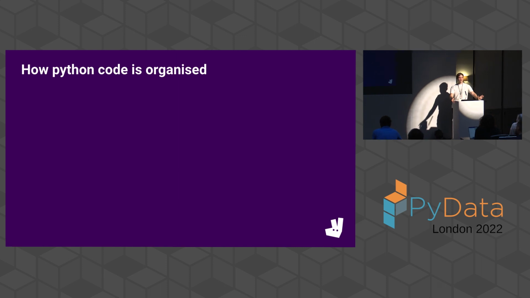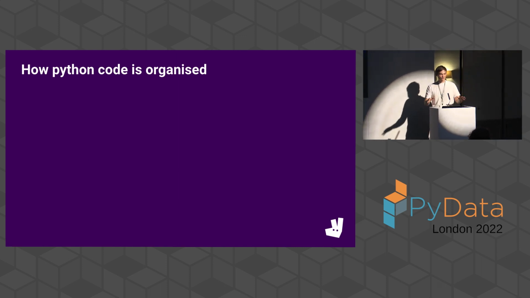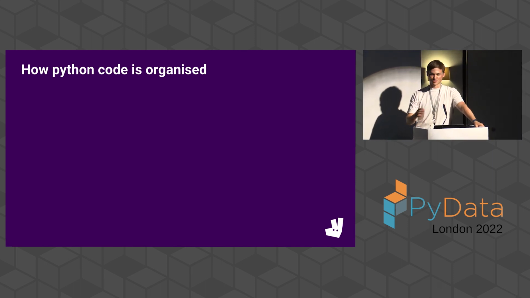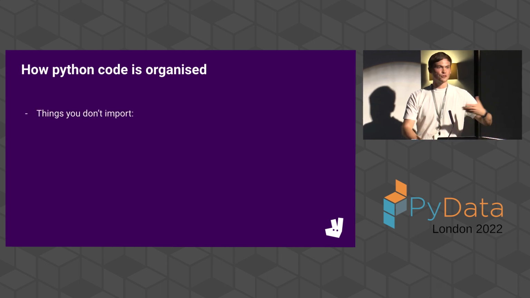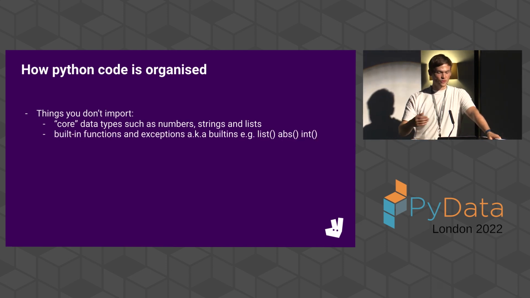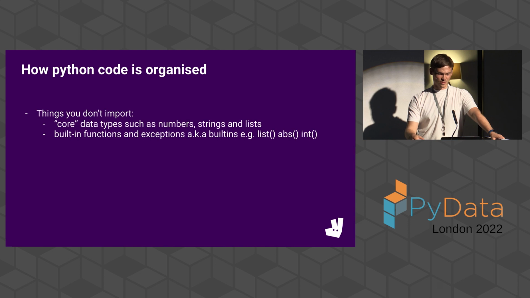To talk a little bit about how Python code is organized, if you were to start a Python interpreter or go into Jupyter, this is very basic, so I'm just covering it quickly. You'll be able to start using Python as a calculator, as I'm sure lots of you have. Or you could create a list and assign that to a variable. You can think of these as core data types. You can also use the built-in functions, things like list, abs, int. There's a whole collection of them, and we call these the built-ins. These are all loaded immediately when you start using Python, and you can use them straight away.